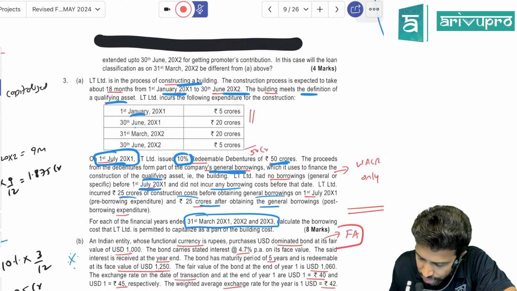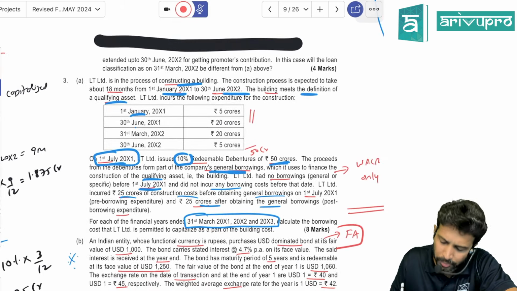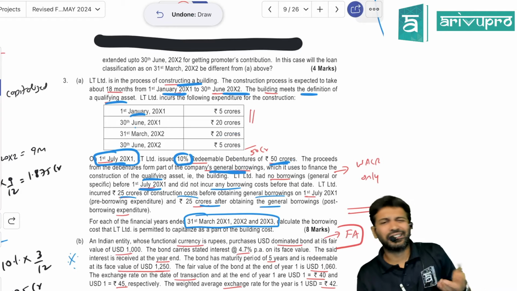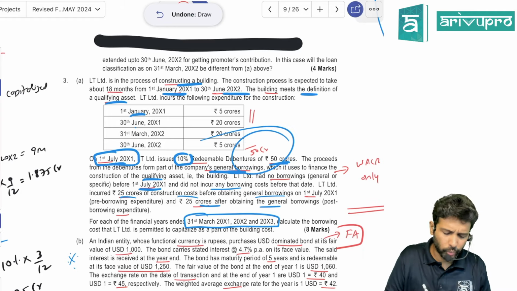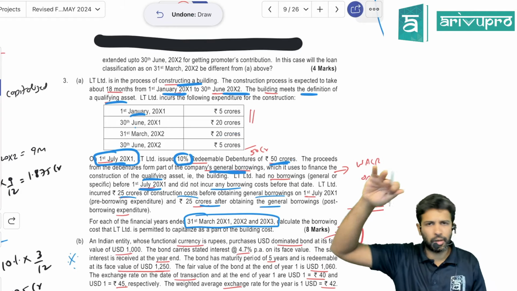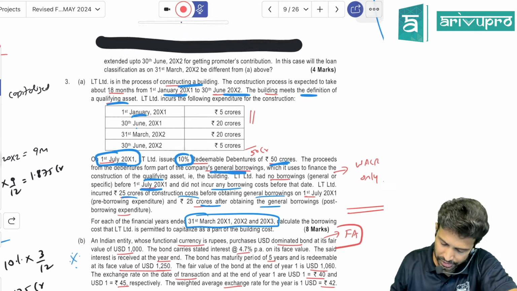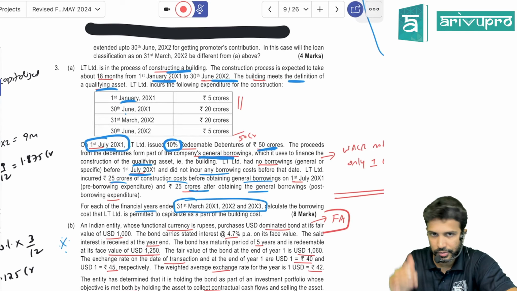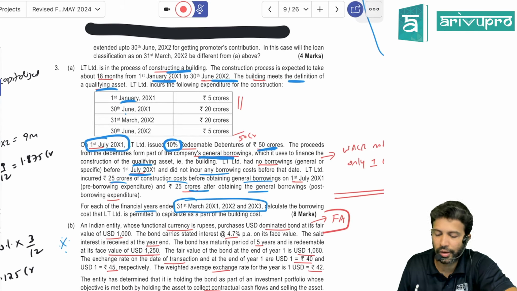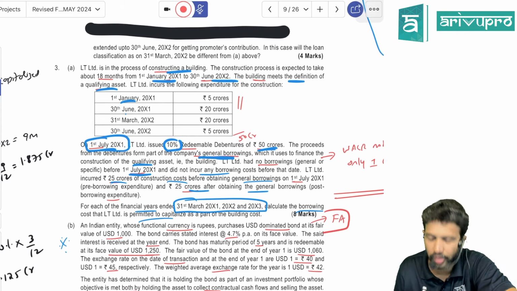And 25 crore is incurred after obtaining the general borrowing. Because total construction cost is 50, right? That's what they've said. Out of 50 crore, 25 was incurred probably before borrowing cost came into the picture and 25 after borrowing cost came into the picture. For each financial year, that is for 3 years, year ended 31st March 20x1, x2, x3, calculate how much borrowing cost can you capitalize.